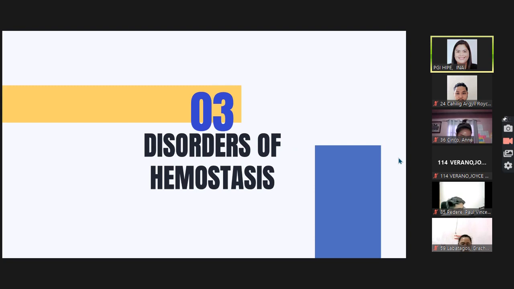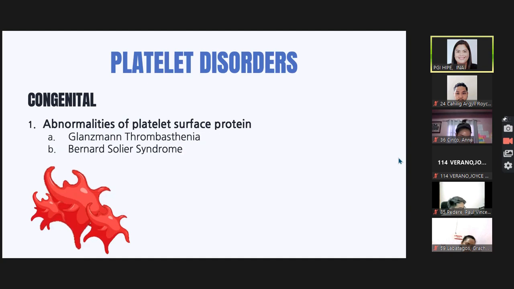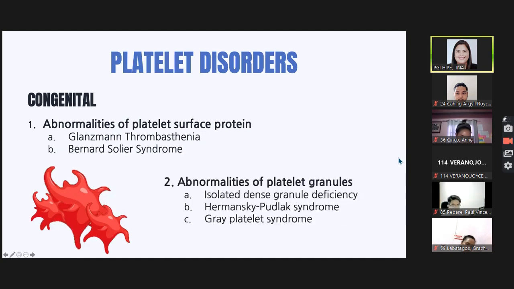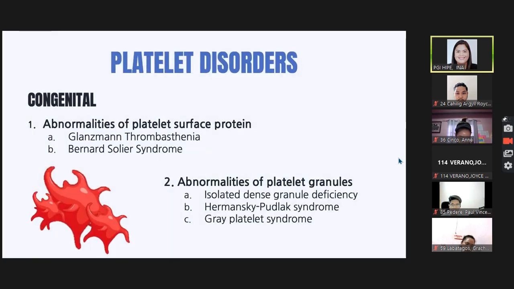Okay, so we go now to the disorders of hemostasis. First, we start with platelet disorders. So we have congenital. Okay, so there are actually three of them, or two. Okay, the first set is abnormalities of platelet surface protein. Under which are your Glanzmann thrombasthenia, or in the textbook, it's just thrombasthenia, also known as Glanzmann thrombasthenia. And then the second one is your Bernard-Soulier syndrome.